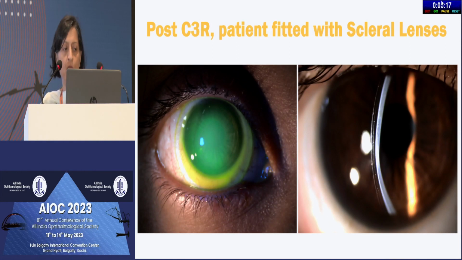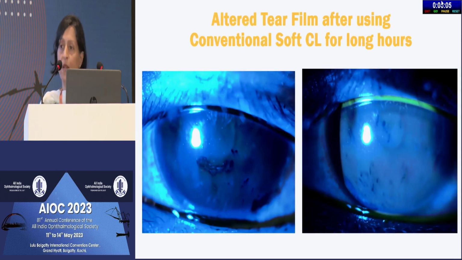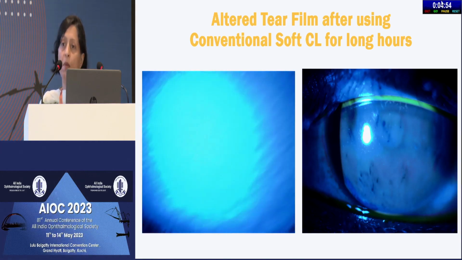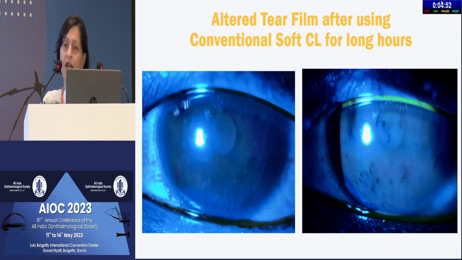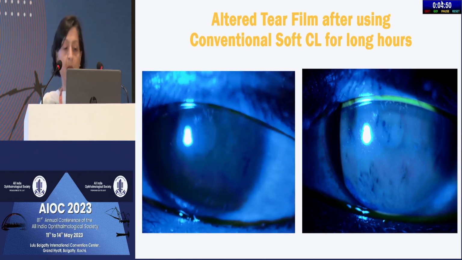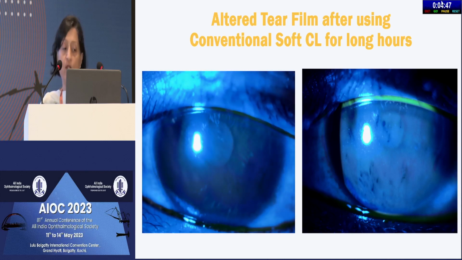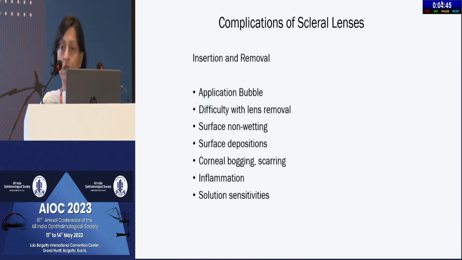This is an example of a post-C3R patient fitted with scleral lenses. Even with scleral lenses, always look carefully when they come in wearing the lens, at the tear film debris or the lake which is present, to make sure that there is no debris or trapment. Altered tear film after using a conventional soft contact lens for long hours can also be there. Generally, it's very important to caution the patient, but many times the patient will be wearing the contact lens for 10 to 12 hours and sometimes even sleep with the contact lens, which is definitely a dangerous problem.